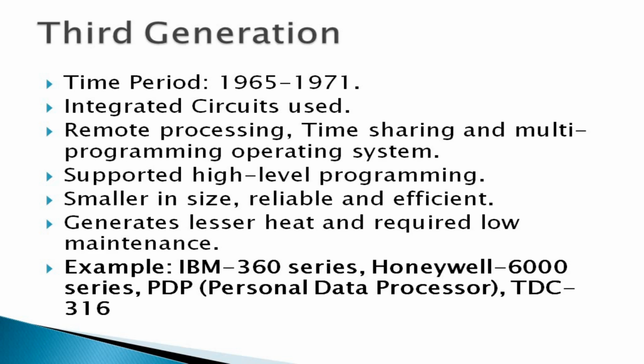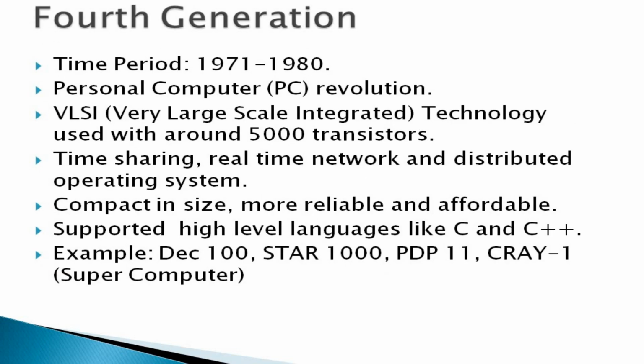Till the second generation we were supporting only machine language and assembly language, but the third generation was the first to support high level programming. They were smaller in size, more reliable and efficient compared to the previous two generations. They generated less heat and required low maintenance. Examples are the IBM 360 series, Honeywell 6000 series, PDP personal data processor, and TDC 316.